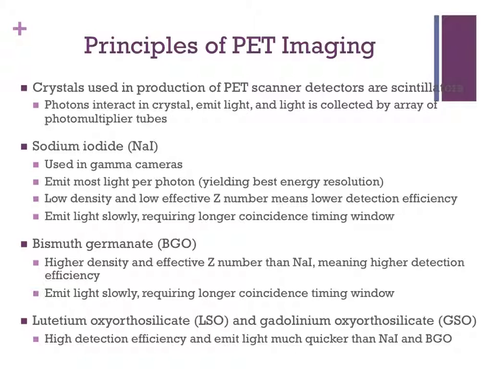Bismuth germanate has both a higher density and effective atomic number, so it has a higher detection efficiency. However, both the sodium iodide and the bismuth germanate emit their scintillation light rather slowly. This requires a longer coincidence timing window.